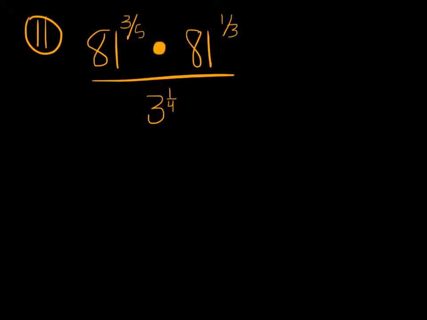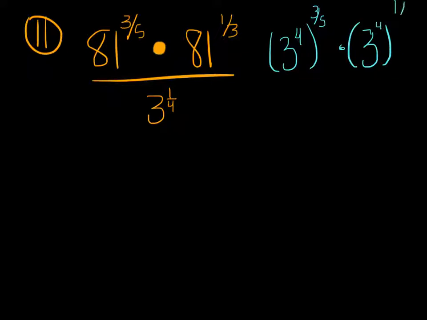So the original problem here is 81 to the 3/5 times 81 to the 1/3 divided by 3 to the 1/4. So the first thing we're going to do is change these 81s to the base of 3. And 3 to the power of 4 gives us 81. And so we're just changing the 81 to 3 to the 4th. So the 3/5 power is still there. And again, 3 to the 4th to the 1/3 is still there. And it's still all divided by 3 to the 1/4.